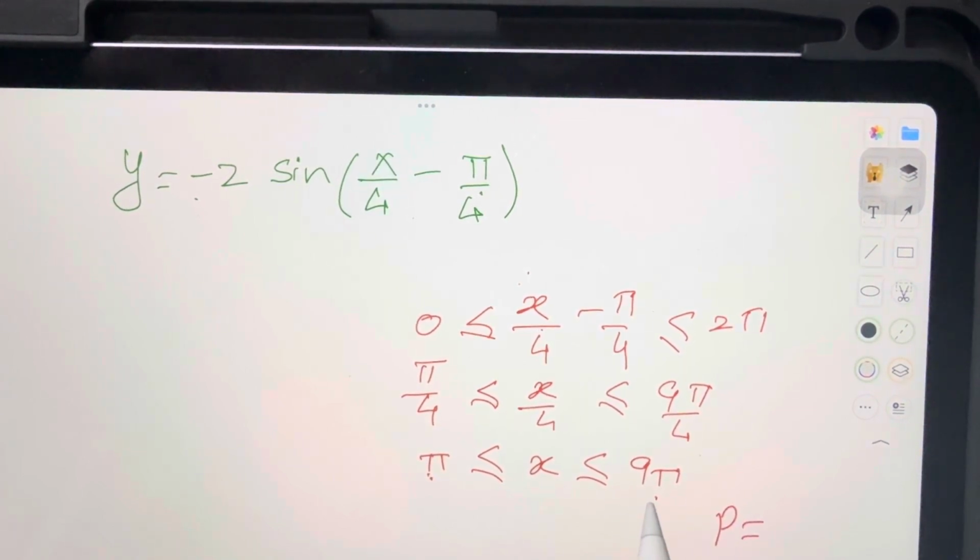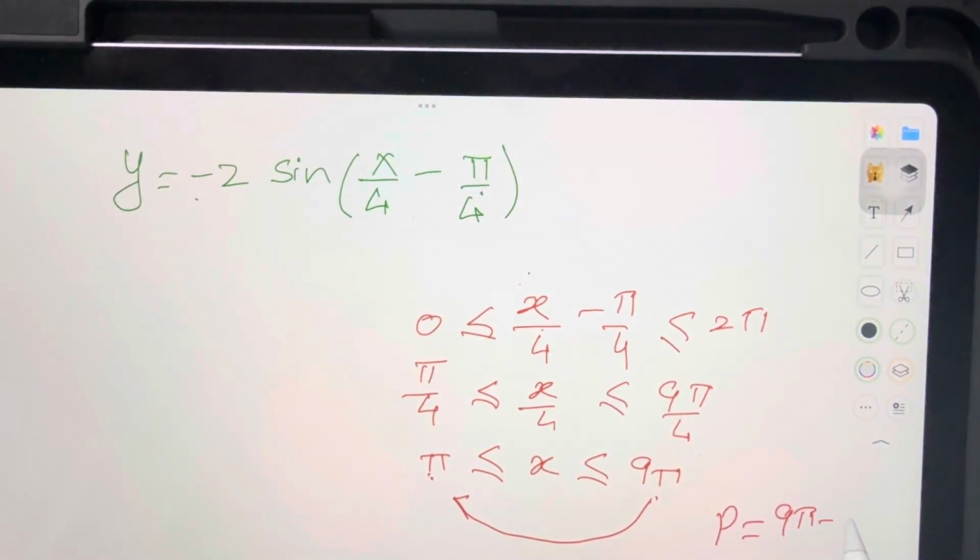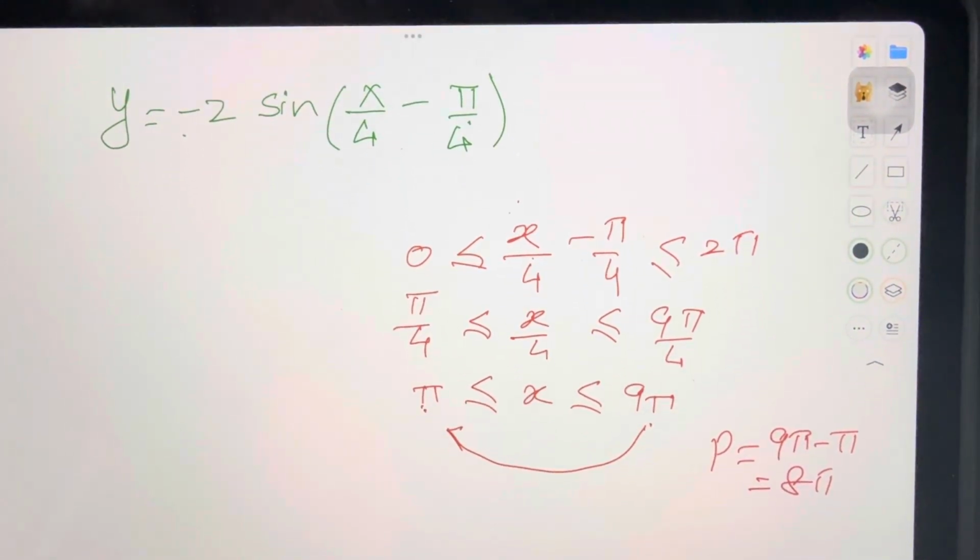The other method of finding the period: upper interval minus lower interval, 9 pi minus pi, which is 8 pi. Remember I said it was a horizontal stretch by 4, so it will be multiplied, and it will become 8 pi. So you got the period. Now let's try to draw the graph.